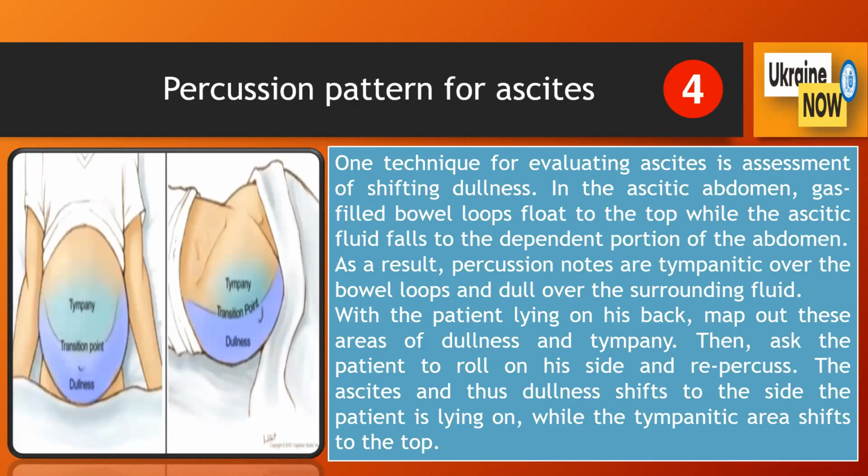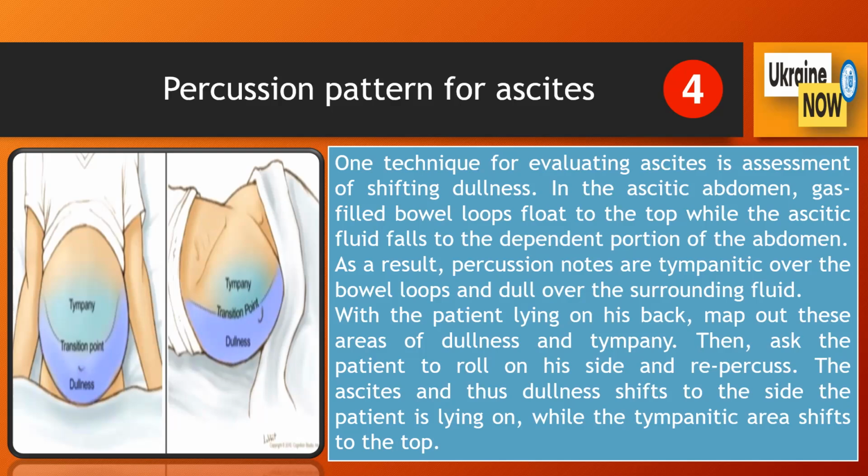Next is the percussion pattern for ascites. One technique for evaluating ascites is assessment of shifting dullness. In the ascitic abdomen, gas-filled bowel loops float to the top while the ascitic fluid falls to the dependent portion of the abdomen. As a result, percussion notes are tympanic over the bowel loops and dull over the surrounding fluid.